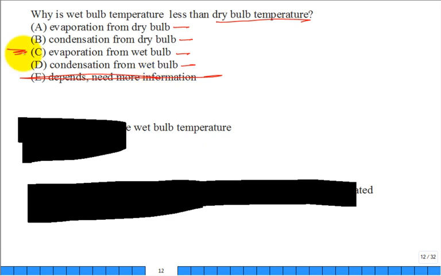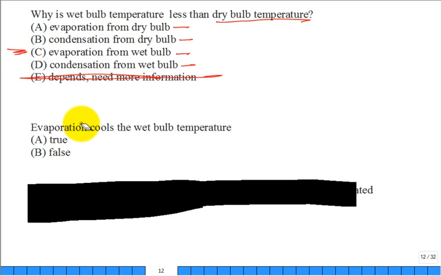Evaporation from the wet bulb. All right. Next question. Evaporation cools the wet bulb and lowers... I shouldn't write it cools. Lowers the wet bulb. True or false? True. Very good.